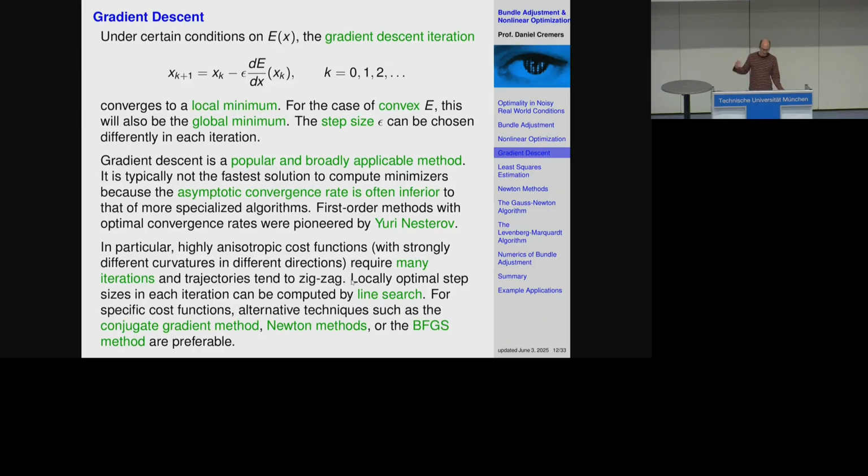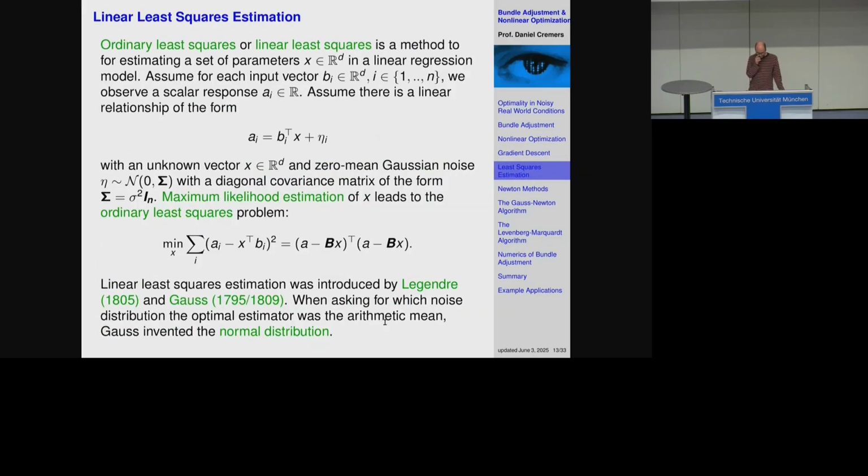Here's this idea, this iterative approach. You step to a local minimum. What we're going to do now is look at problems that are a little bit more structured, not just a random loss function, but a loss function of a particular structure. And in these cases, there are more efficient algorithms to optimize. Let's take one very simple example: linear least squares estimation.